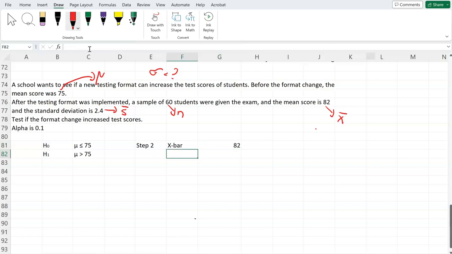I know my s bar is 2.4 and n is 60. So I have all this information. Now my step 3 is calculating the z or t-stat. Now in my case, I don't know the population standard deviation. Population standard deviation is missing. I do know the sample standard deviation, which is 2.4. So we are going to use the t-stat here in our analysis.